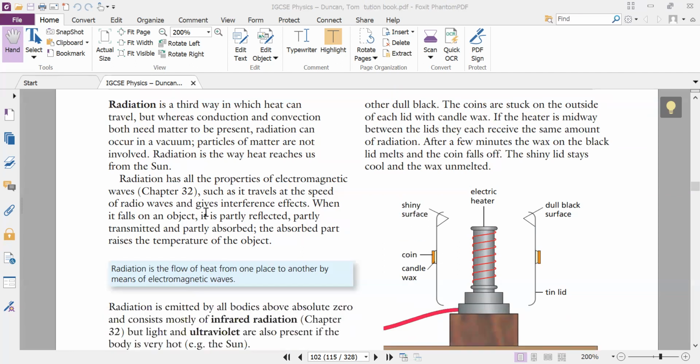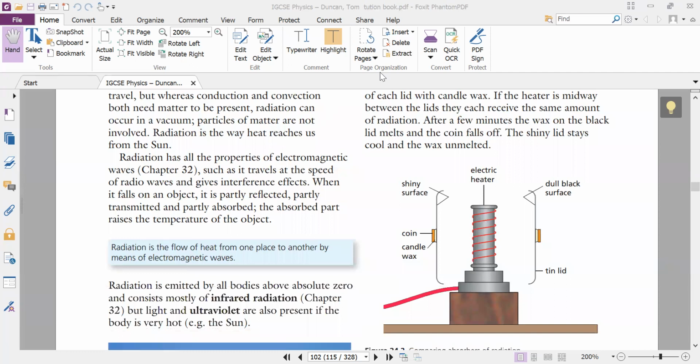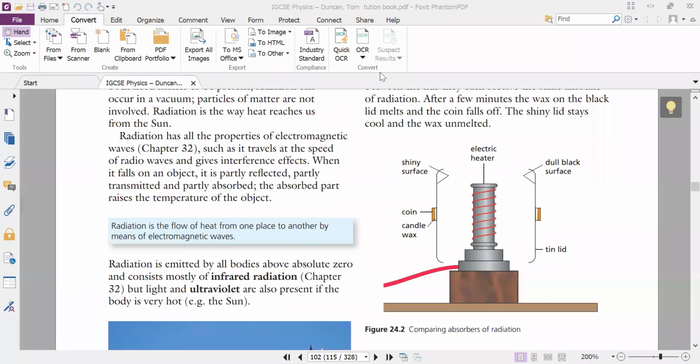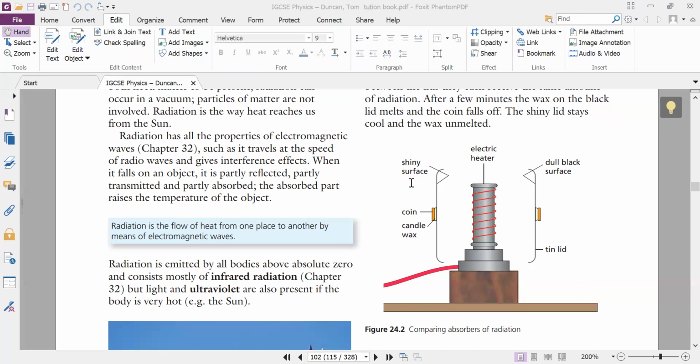Right? Now, note down this key definition of radiation. Yes, sir. Okay, so what do we get from here? Radiation is the flow of heat from one place to another place by means of electromagnetic waves. It means radiation travels in the form of electromagnetic waves. No physical particles are required, unlike conduction or convection. And radiation is emitted by all bodies. From all bodies above absolute zero, radiation is coming out, and it consists mostly of infrared radiation. We'll also discuss this in chapter number 32, right?